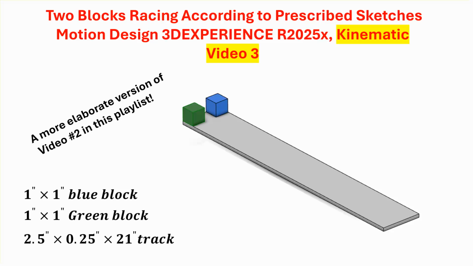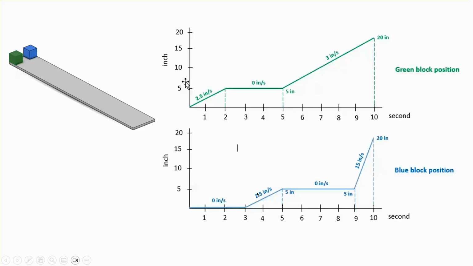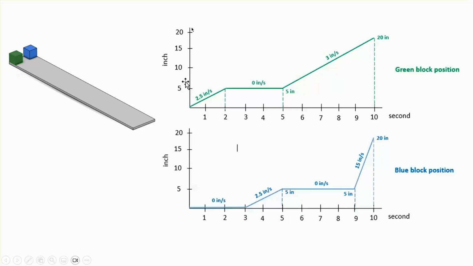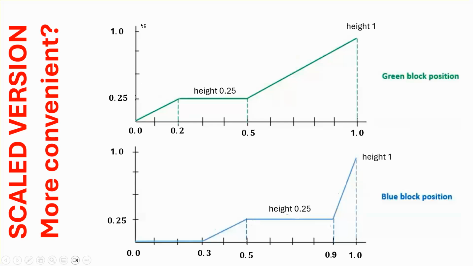Now here, it's a bit more detailed than the one that I did. Two blocks are racing against each other according to a motion description like this. The position of each block is given as a function of time, and I want to model this problem. Of course, you can input something like that in your model, but it's maybe wiser to non-dimensionalize these things. So, for example, do the scaled version of these so that everything goes between 0 and 1. And then, later on, you're going to tell the software what the scale factor essentially is. Okay? So let's go ahead and do that.